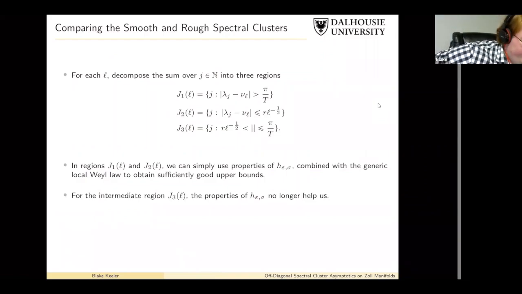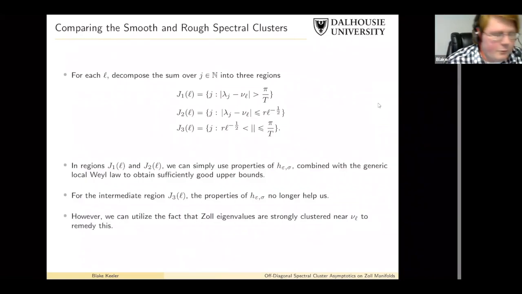So in the intermediate region, the properties of the H function no longer help us because we're in that region where we're in the interval or near the boundaries of that minus epsilon to epsilon interval. So we don't get to abuse the rapid decay of H. However, we can utilize the fact that the Zoll eigenvalues are very strongly clustered near the nu L. So intuitively, there shouldn't be all that much stuff in this region J3 because we are outside of this L to the minus a half interval around nu sub L. So we should be able to show that there isn't that much stuff in this region, which will help balance out the fact that H is not rapidly decreasing here.